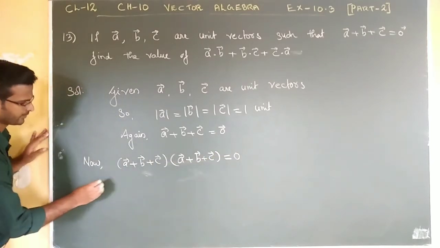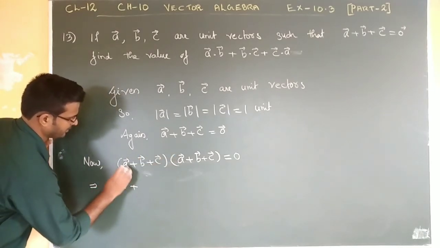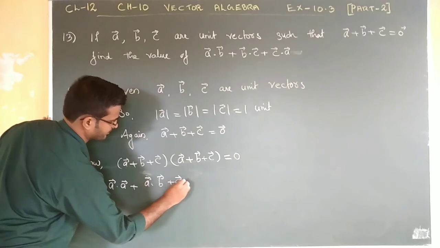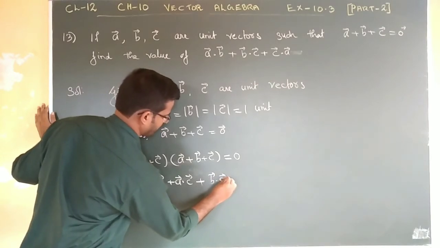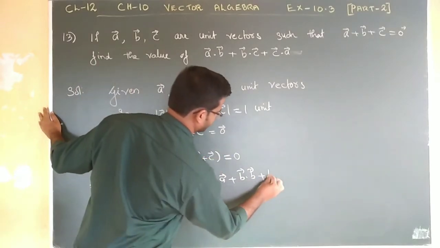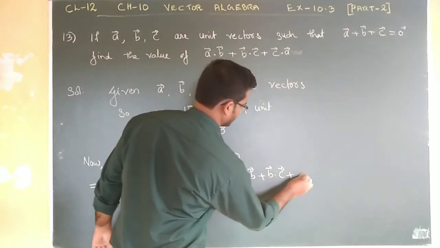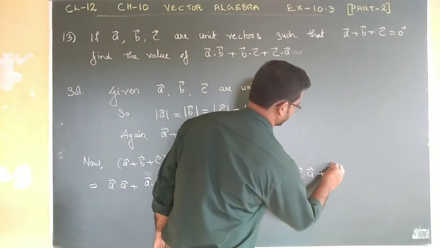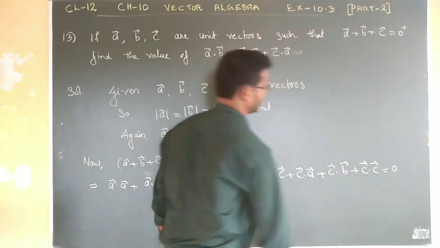Now we can remove bracket. A vector into A vector plus A vector into B vector, A vector into C vector. Then using B vector, remove bracket. B into A plus B vector into B vector plus B vector into C vector. Using C vector, remove bracket. C vector into A vector plus C vector into B vector, C vector into C vector equal to 0.